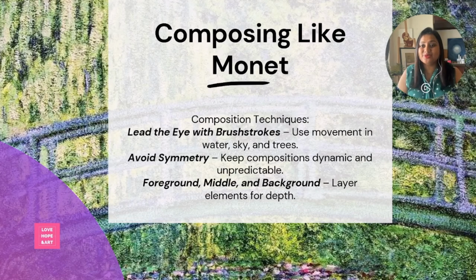Going on to composing like Monet. Some of the things that we have to keep in mind when we try to recreate the Monet style is to lead the eye with brush strokes. So use movement in the water, skies and trees with small dab brush strokes. Then avoid symmetry, so keep the composition dynamic and unpredictable.